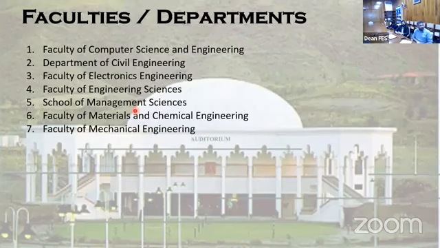So these are the 7 different faculties and departments at GIK. We have the faculty of computer science and engineering offering different programs, then a department of civil engineering, then a faculty of electronics, and a faculty of engineering sciences, which is a very unique faculty, and I'm going to talk about it, as we are the only one in Pakistan offering this unique program. And then recently, for the past few years, we've been offering degree programs in management sciences as well, and then materials and chemical engineering, and mechanical engineering has also been around for some time now.